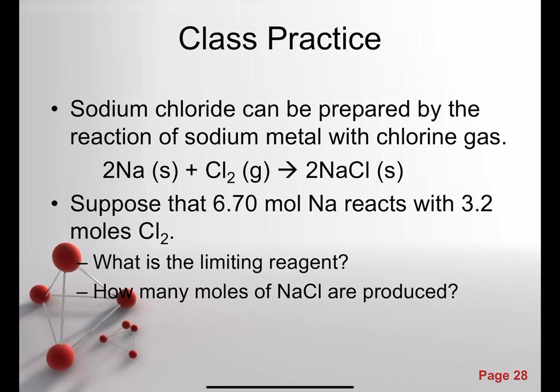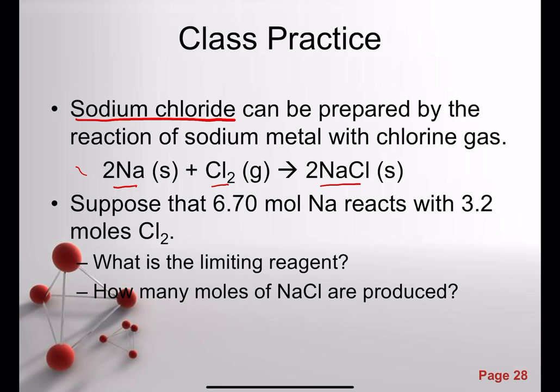Sodium chloride, so that's what we're talking about here. That is probably what our question is going to ask us about, but we'll read further to see. It can be prepared by the reaction of sodium metal with chlorine gas. And so we see that in our equation, sodium metal and chlorine gas makes sodium chloride. Suppose that 6.7 moles of sodium reacts with 3.2 moles of chlorine. What is the limiting reagent and how many moles of sodium chloride are produced?